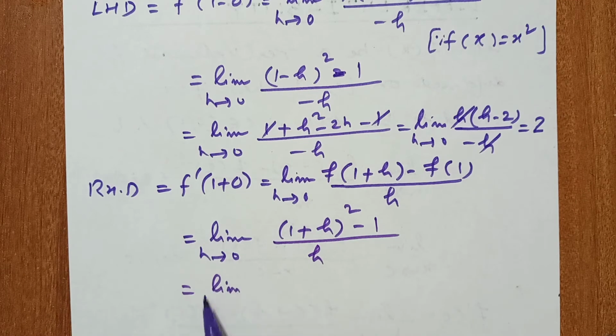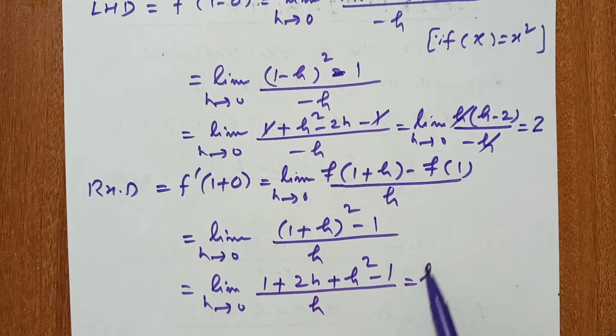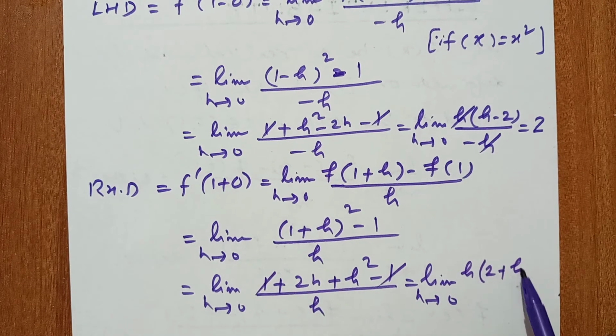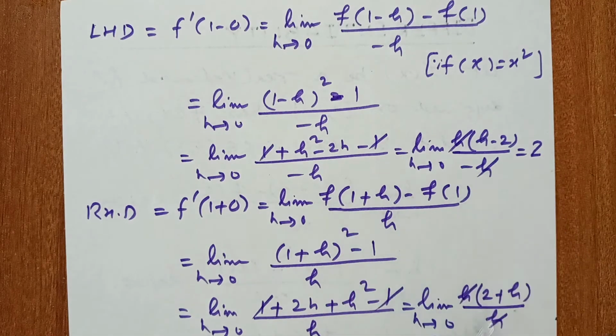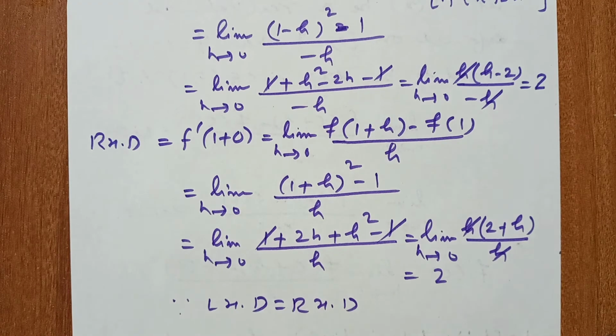Again, limit h tends to 0 of 1 plus 2h plus h square minus 1 upon h. On taking h common in the numerator, we get 2 plus h upon h. On taking the limit, this is equal to 2. So since left hand derivative is equal to 2 and right hand derivative is equal to 2, both are equal and finite. Therefore, the given function is differentiable at x is equal to 1.